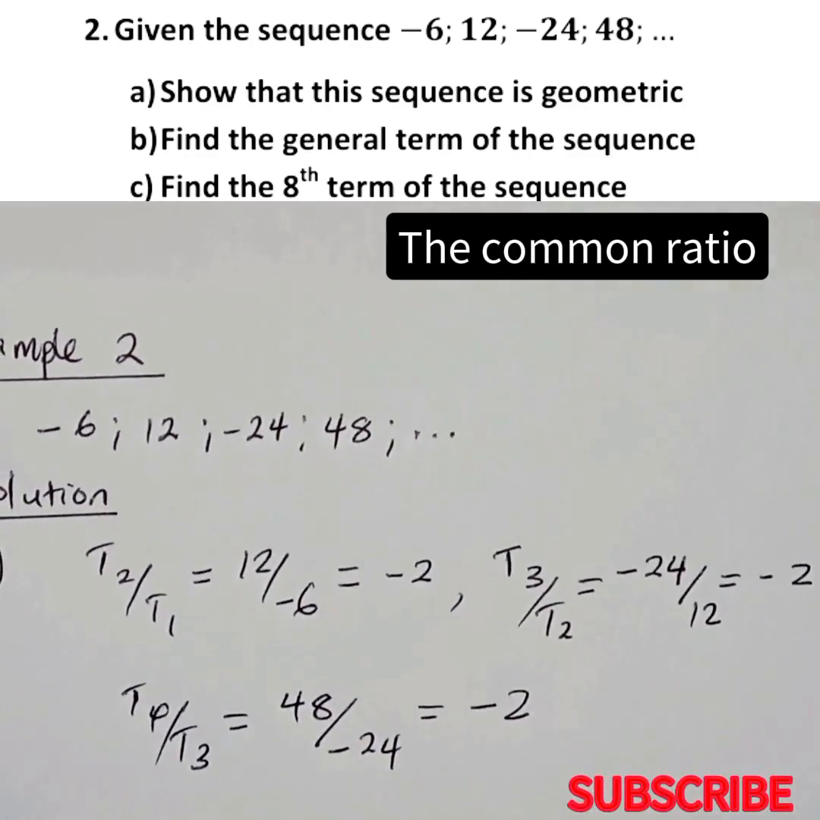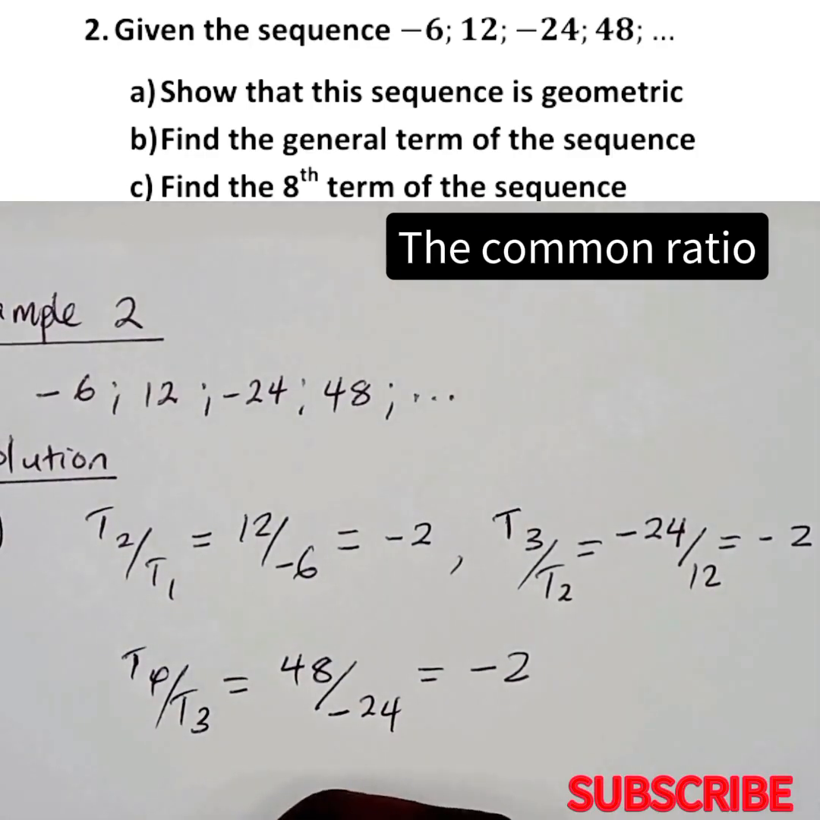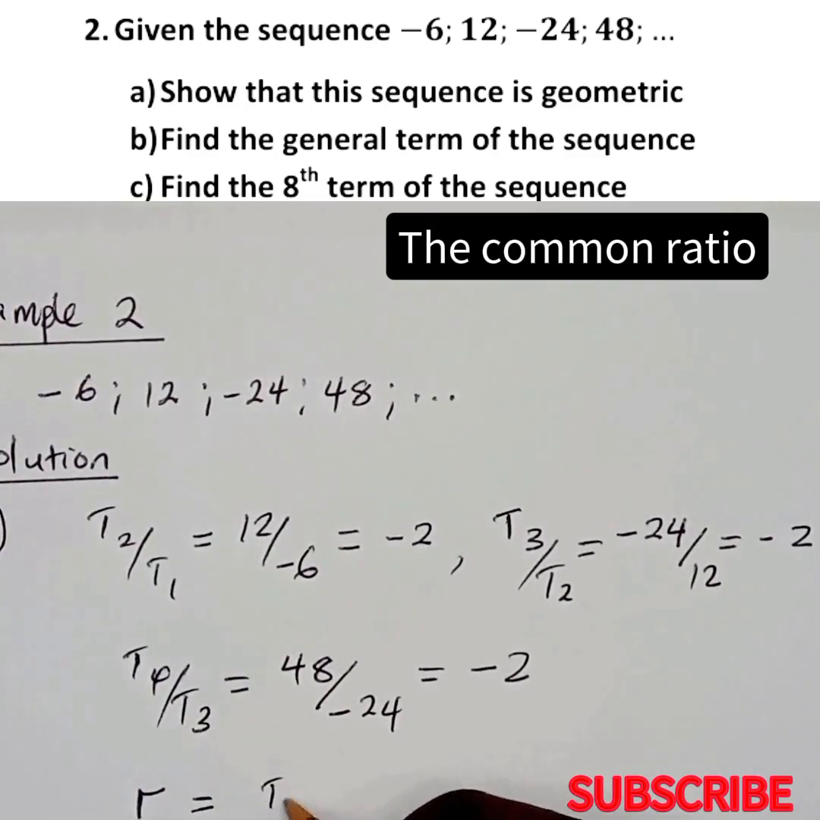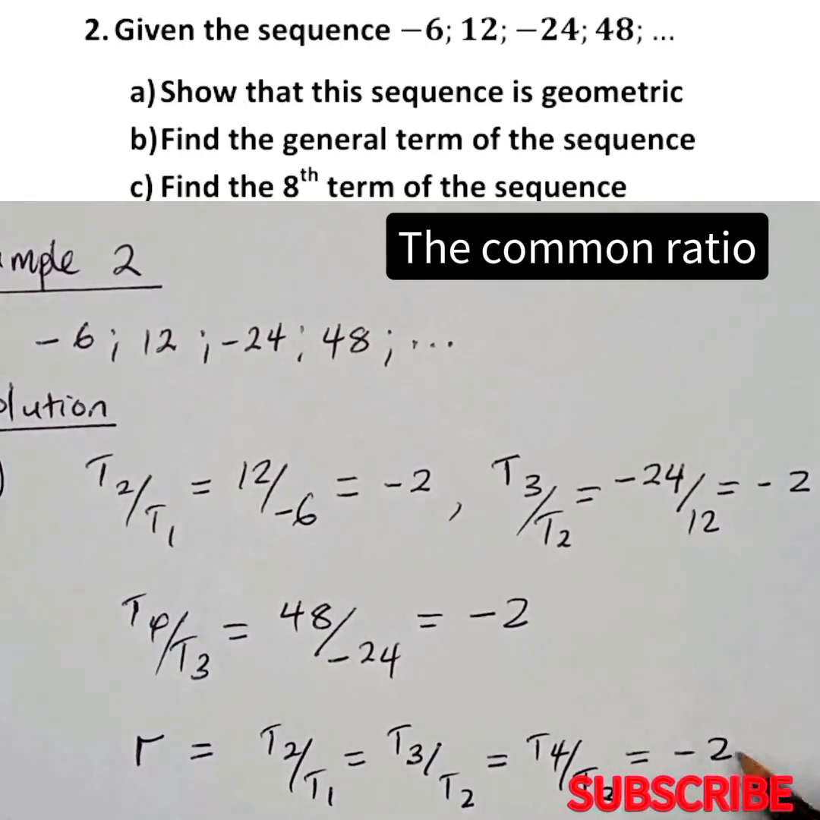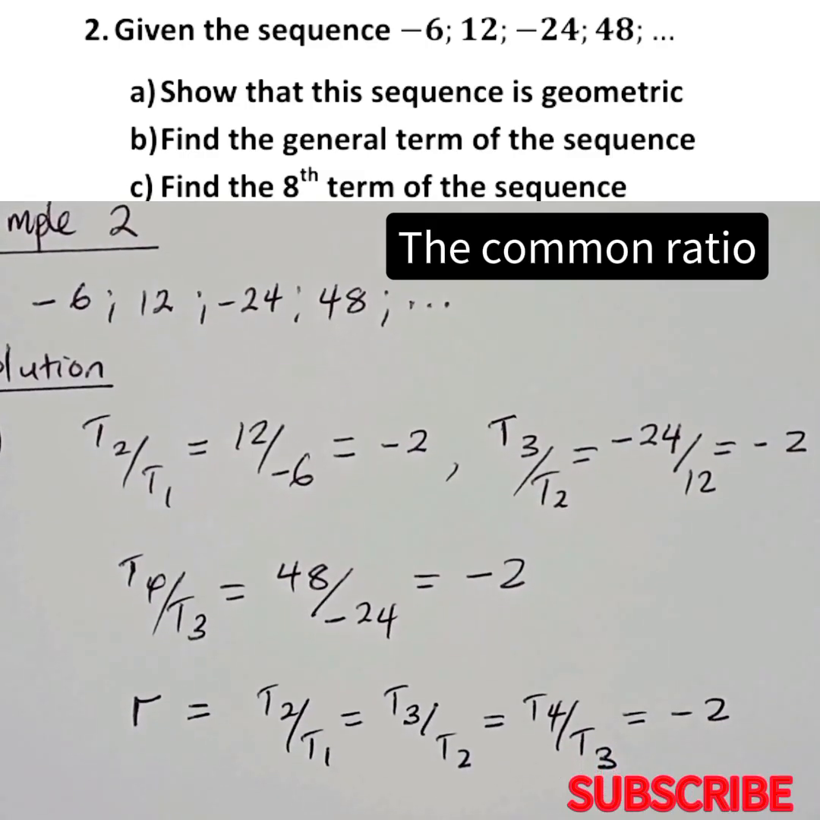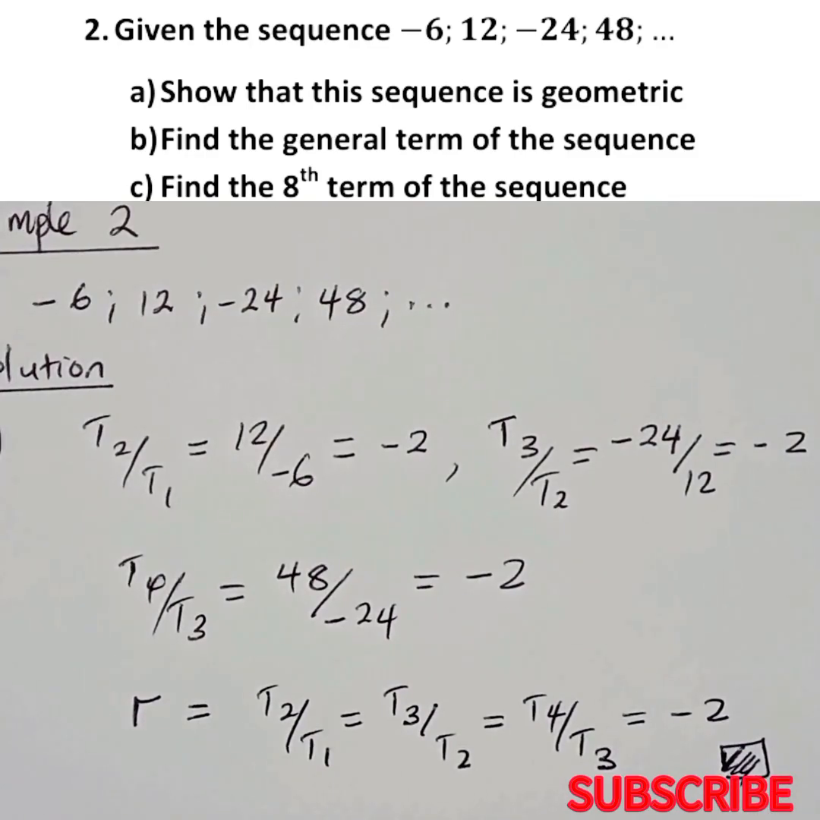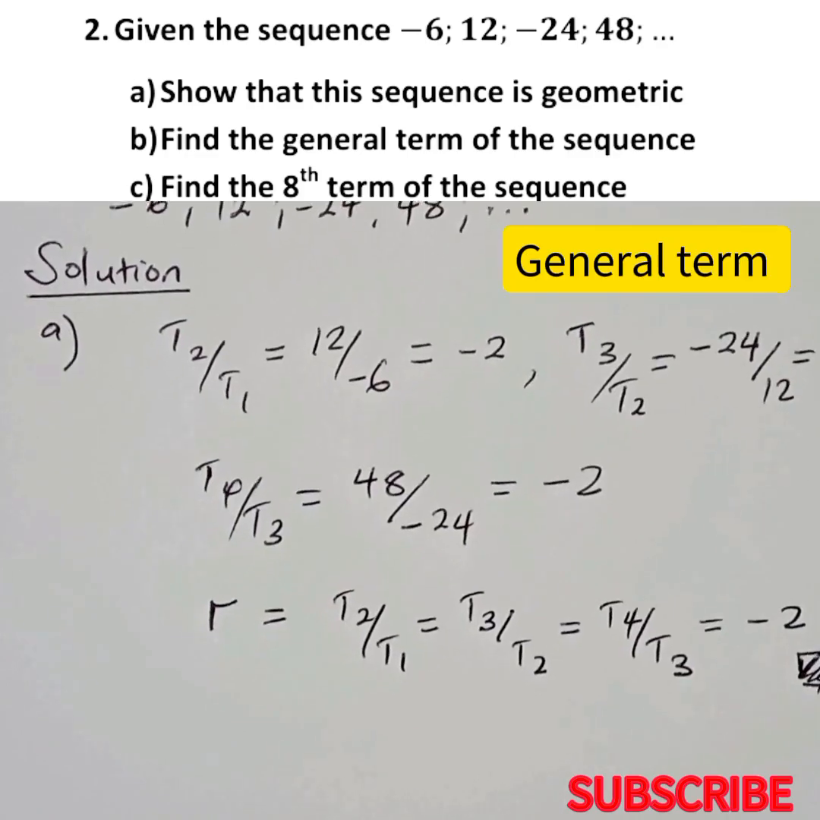Now we realize that from the definition of the common ratio, we say R is equal to T2 over T1, is equal to T3 over T2, is equal to T4 over T3, and that is equal to -2. Then we say this has a common ratio, therefore it is a geometric sequence. Now let's look at part B. Part B requires us to find the general term of that sequence.